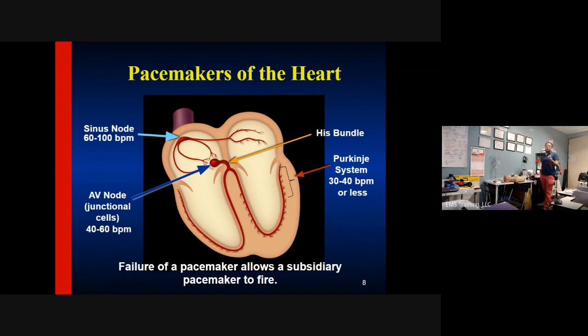The impulse next travels to the AV junction, where the AV node fires at a rate of 40 to 60 beats per minute. And these are our junctional cells. So the arrhythmias that originate from the AV junction could be AV nodal blocks or junctional rhythms. In junctional rhythms, the P is absent or inverted. Your Purkinje system fires at a rate of 30 to 40 beats per minute. A lot of your ventricular rhythms you'll see at that rate.